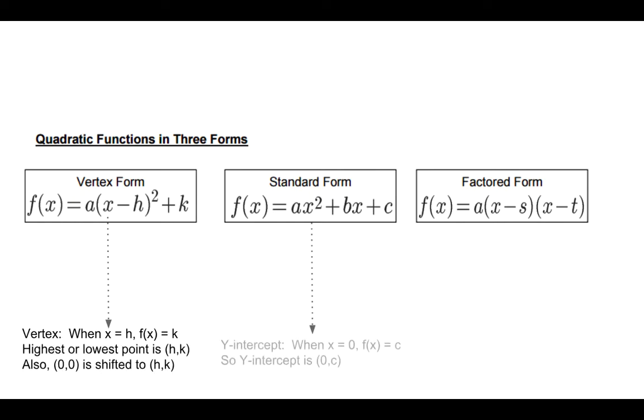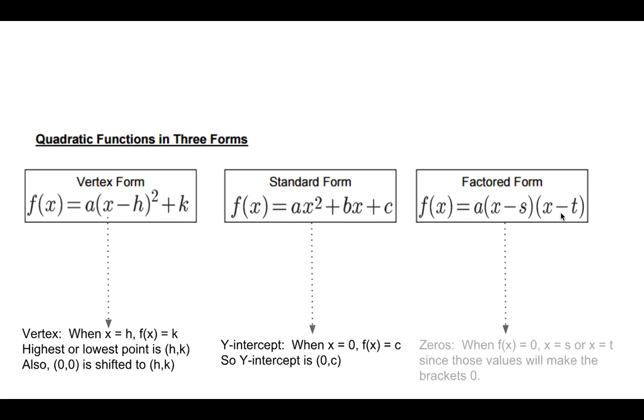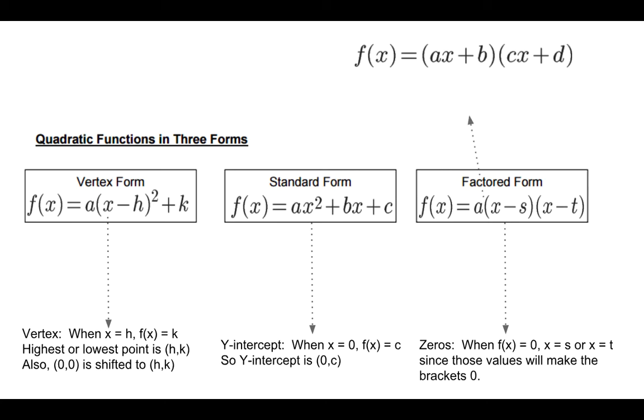For standard form, if we subbed in x is 0, that's the easiest number to sub in, we get c. And so we get the coordinate (0, c), which is the y-intercept. For factored form, the easiest numbers to sub in are the ones that make your factors 0, in this case s and t. If you subbed in s or t, you get 0 for both of those. You can also see factored form in other ways too.